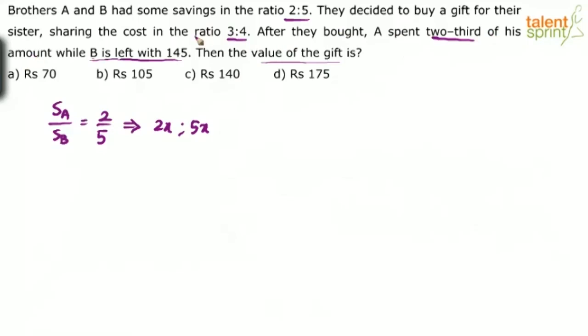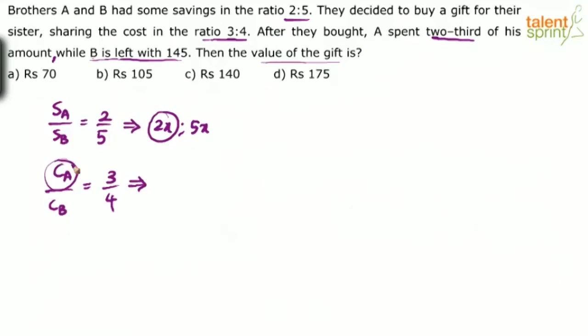So basically, if you see, it was decided that the cost will be shared in the 3:4 ratio, right? So cost shared by A by cost shared by B is what? 3/4. Now understand, what is the cost shared by A? It said after they have bought the gift, it was found that A had spent 2/3 of his amount. How much did A have? A had 2 parts, 2x. He has spent 2/3 of it.